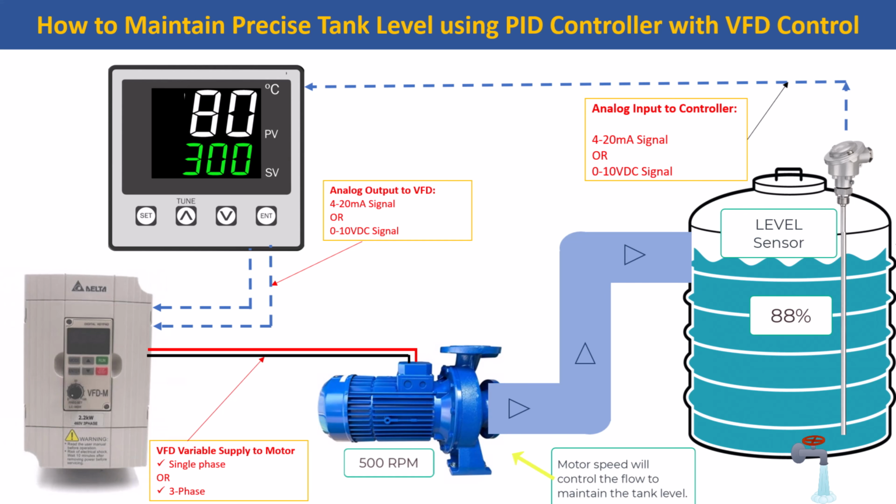When the level is low, the VFD will increase the motor speed to increase the water flow. When the level is high, the VFD will run the motor at a lower speed or stop it based on the PID controller.